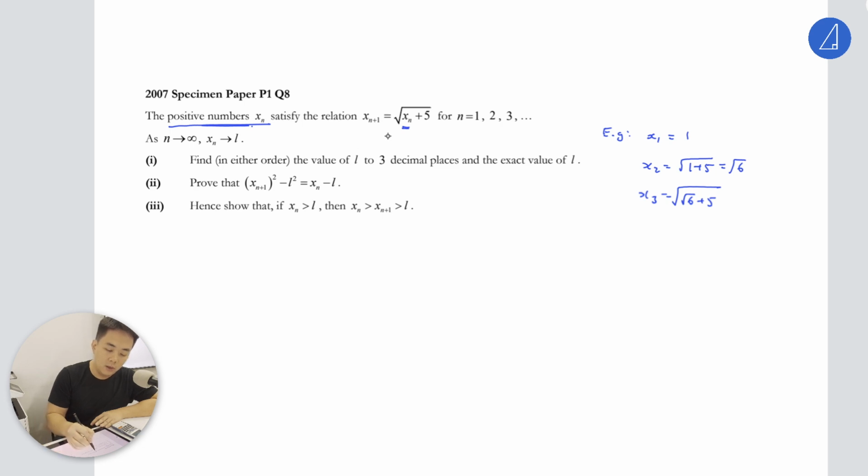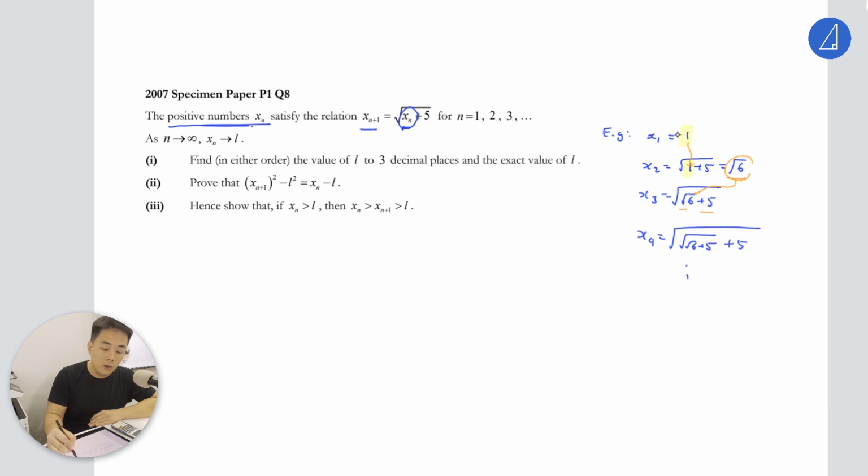So to get the next term, you take the current term plus 5, then square root it. In this case, I take 1, substitute inside here, plus 5, then root it, I get x2. If I want x3, I substitute x2 inside here, plus 5, I get this. Then if I want x4, this will be the entire thing here: root of (root of (root 6 plus 5) plus 5). This is my x4, and so on. You can go on. This is the recurrence relationship you are looking at.